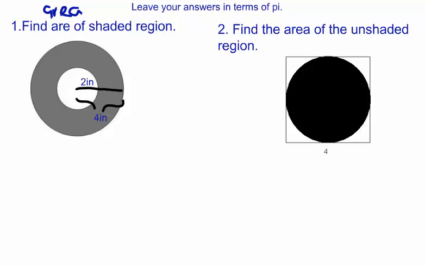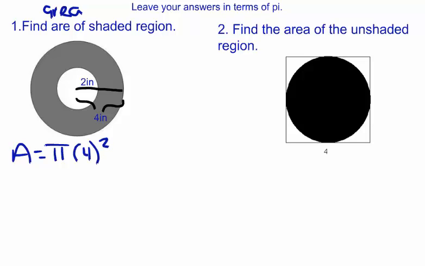We have one last type of example to go through. It's finding the area of the shaded region, the unshaded region, when you have more than one shape involved in the problem. So the first one has two different circles, and we're going to find the area of the shaded region. So first, we're going to leave both of these in terms of pi.